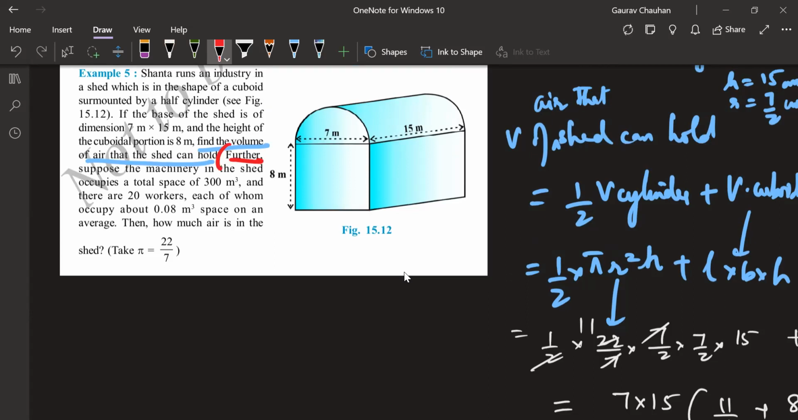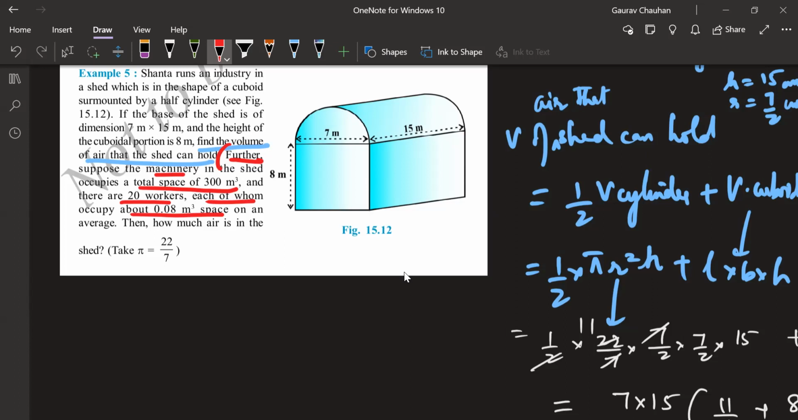Now they're doing something about the volume here. Suppose the machinery in the shed occupies a total space of 300 meter cube. Machinery like the desks in our classroom are occupying some space currently. If we add all of that together, we will get some meter cube. Just like that, the machinery in that building is occupying a space of 300 meter cube. And there are 20 workers, each of whom occupy 0.08 meter cube. Same size workers they have. What is the total that the workers will occupy?